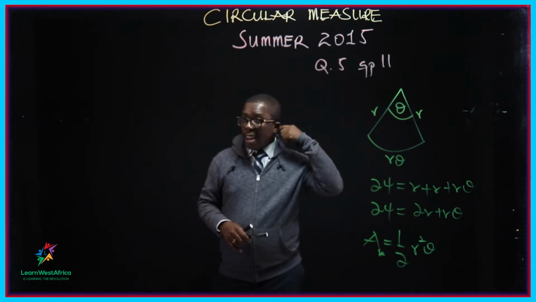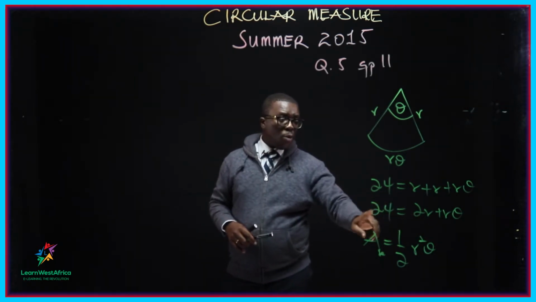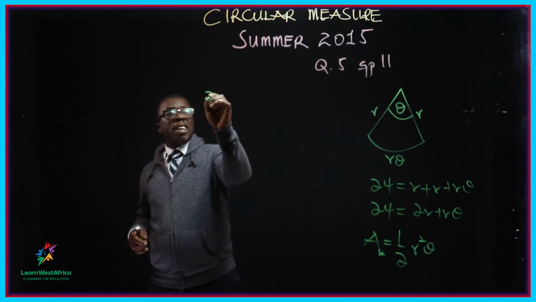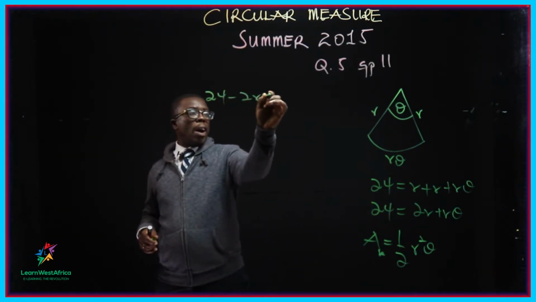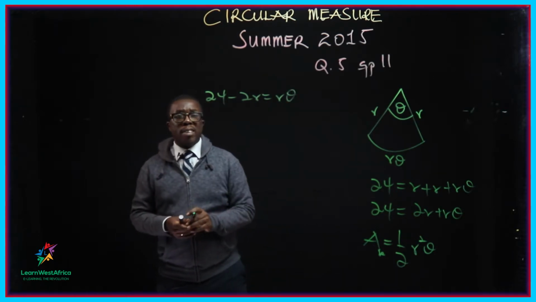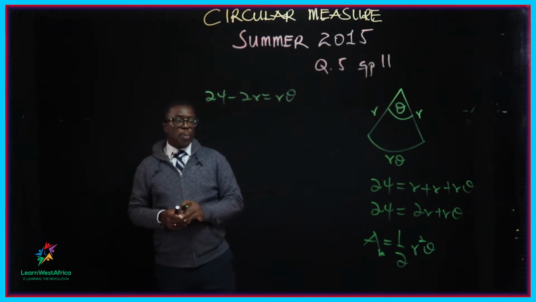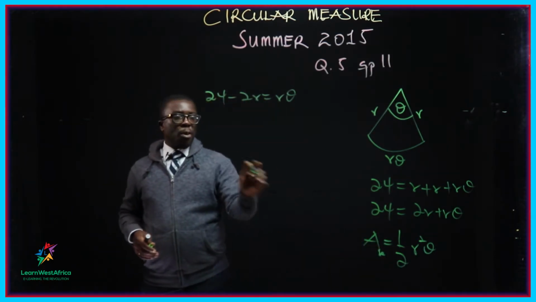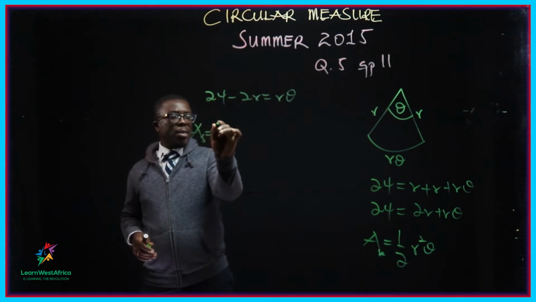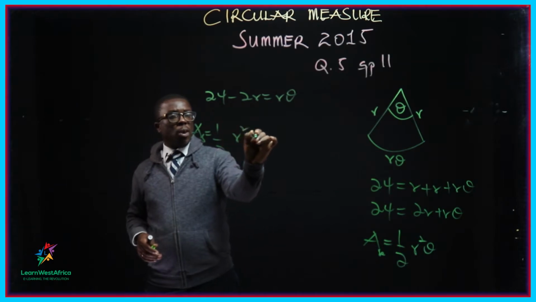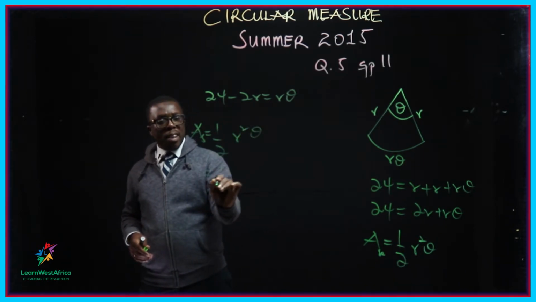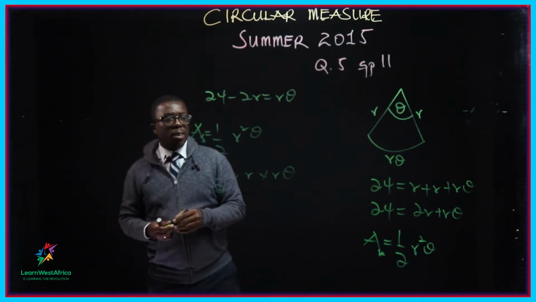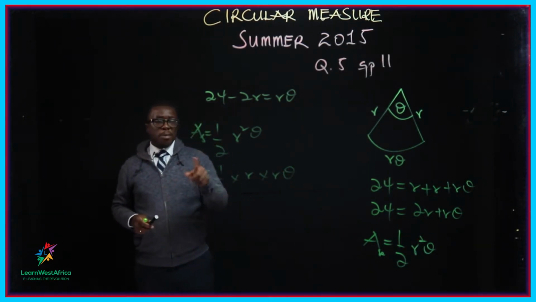Now, if you look at this clearly, from the first relation, where we have 24 is equal to 2r plus r theta, from this we can say that 24 minus 2r is equal to r theta, correct? Now let's look at this expression here. From A, the area of a sector is half r squared theta. This is the same as half times r theta.